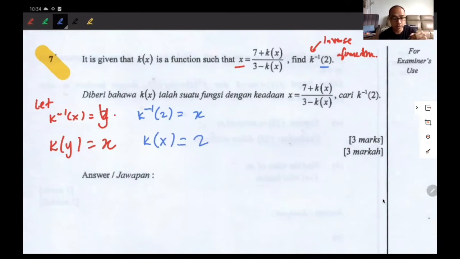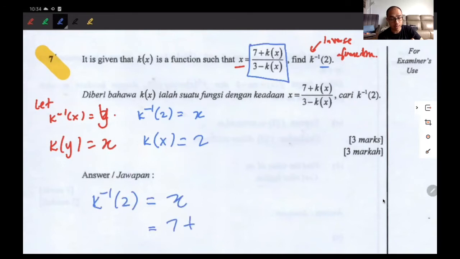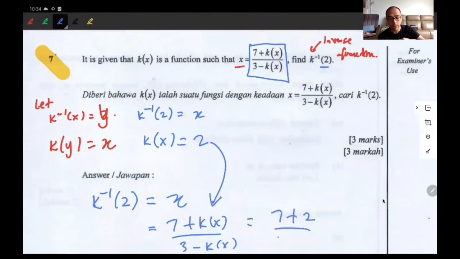Okay. Now, since that is the case, k negative 1 of 2 equals x. And x is such that it is 7 plus k of x over 3 minus k of x. And what is k of x? k of x is 2. You see how simple this can become? 3 minus 2. You get 9.